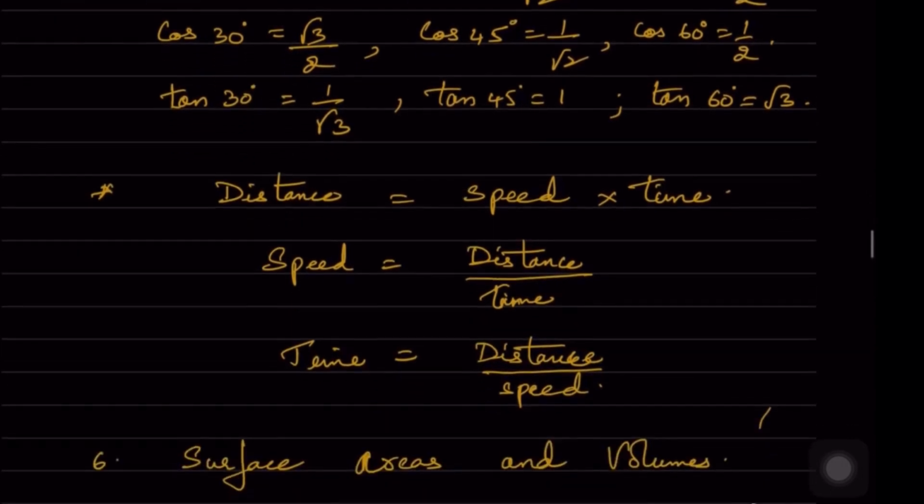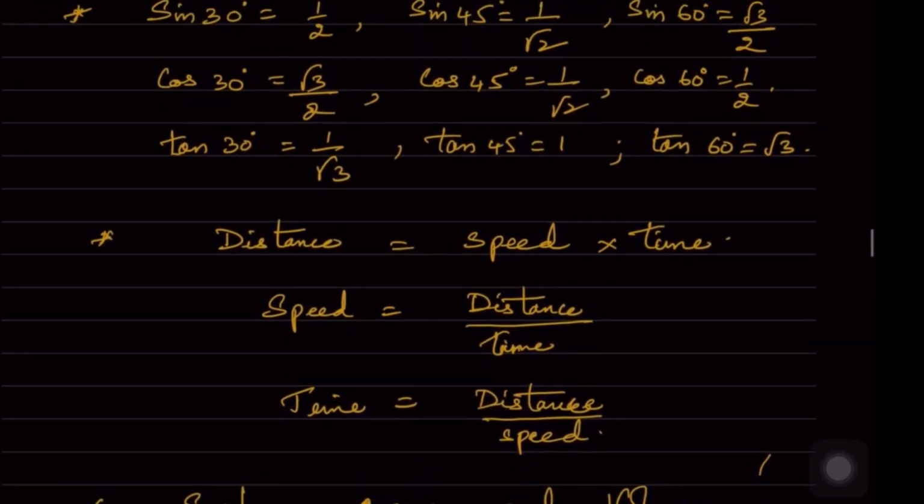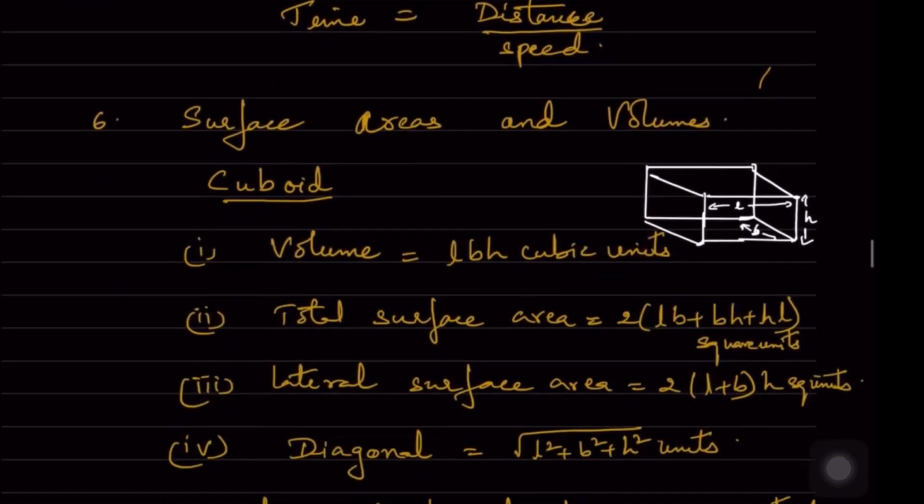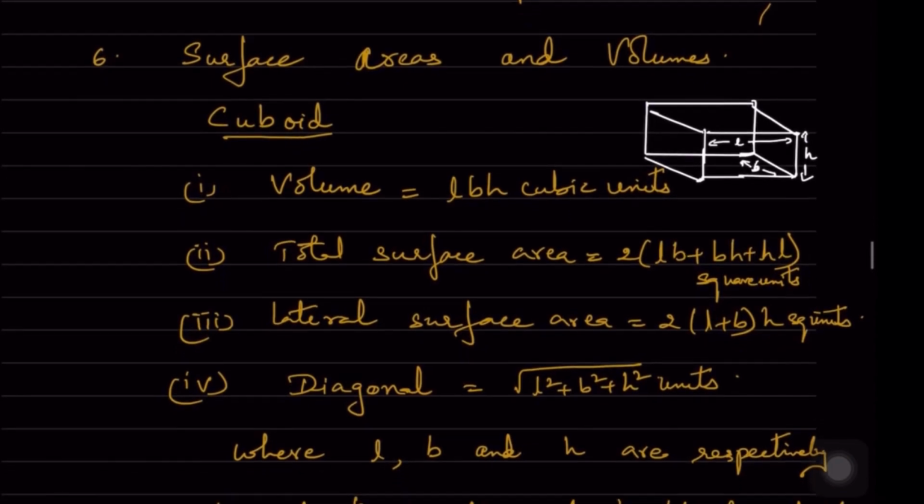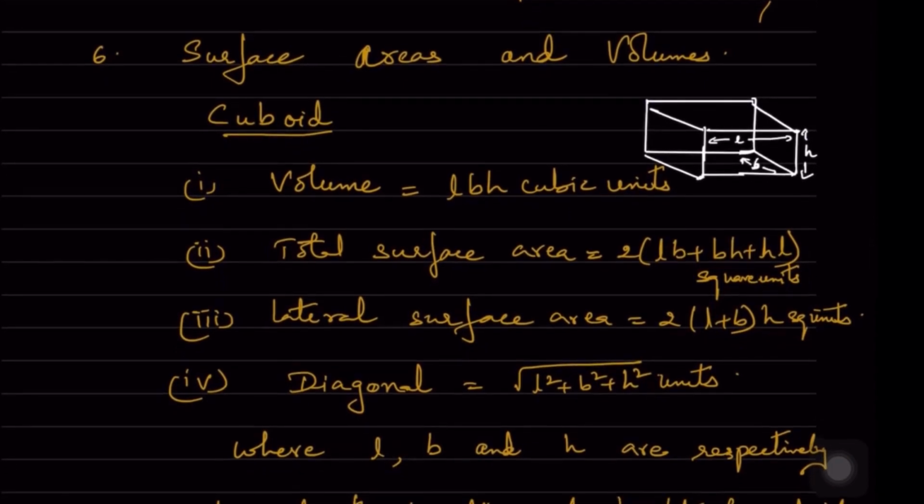Now here you have some formulas which you have to remember. Distance is equal to speed into time, or speed is equal to distance per time, or time is equal to distance by speed. So these are different formulas which we can use in some applications of trigonometry. Then we'll go into the sixth chapter of term 2, that is surface areas and volumes.